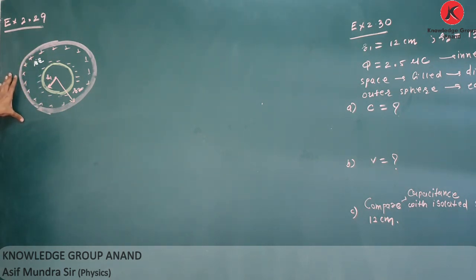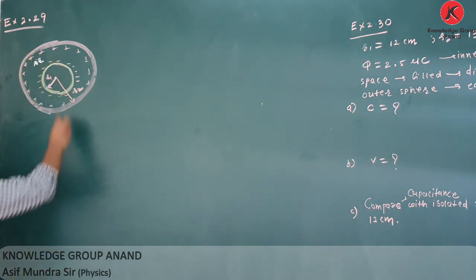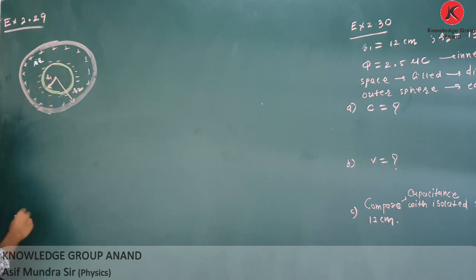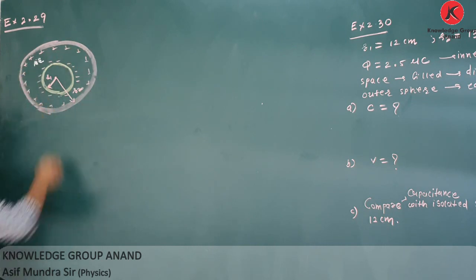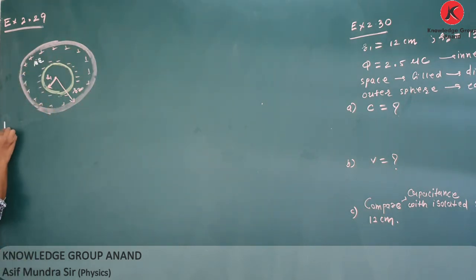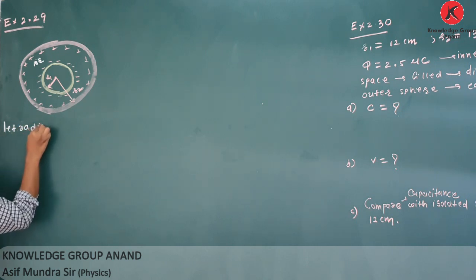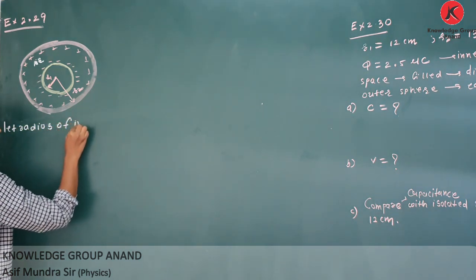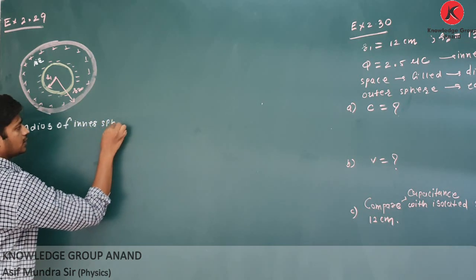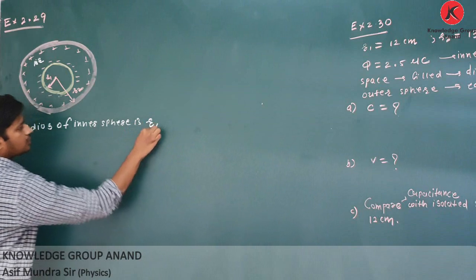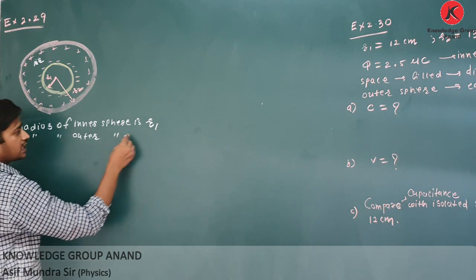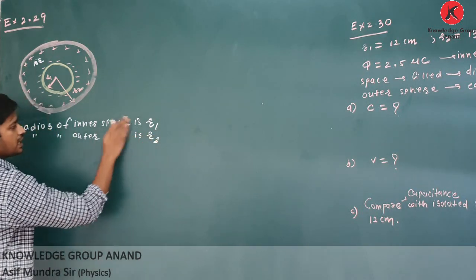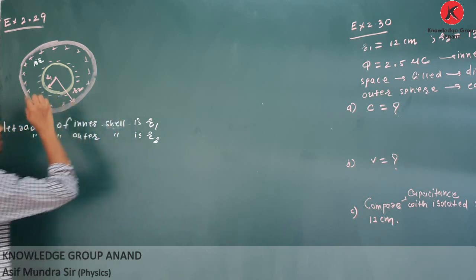So yes, it is a spherical conductor. Let the outer surface of the inner sphere have negative charge, and for the outer shell, the inner side has positive charge. So first of all, we will write it. Let the radius of inner sphere be R1, and radius of outer sphere, that is the outer shell, be R2. It is R1 and R2.